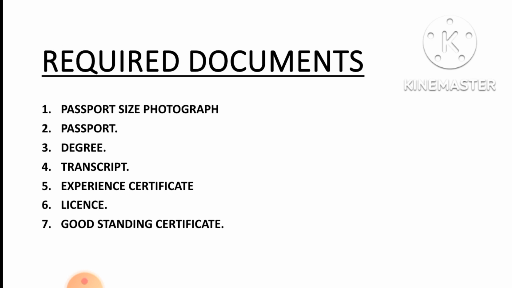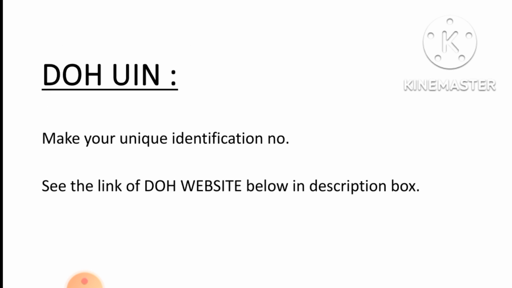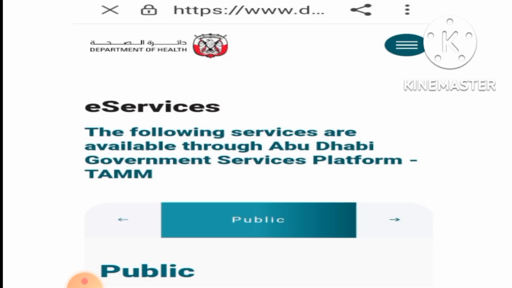Okay, next move towards the DOH UIN. What you have to do is move towards the DOH website. I have given that link below in the description box. Check that link in the description box. Here, on the DOH website, you have to make your unique identification number, as I have talked previously about the UIN, unique identification number. See the link of the DOH website below in the description box. Then, this is a DOH website screenshot. The following services are available through the Abu Dhabi Government Services platform.